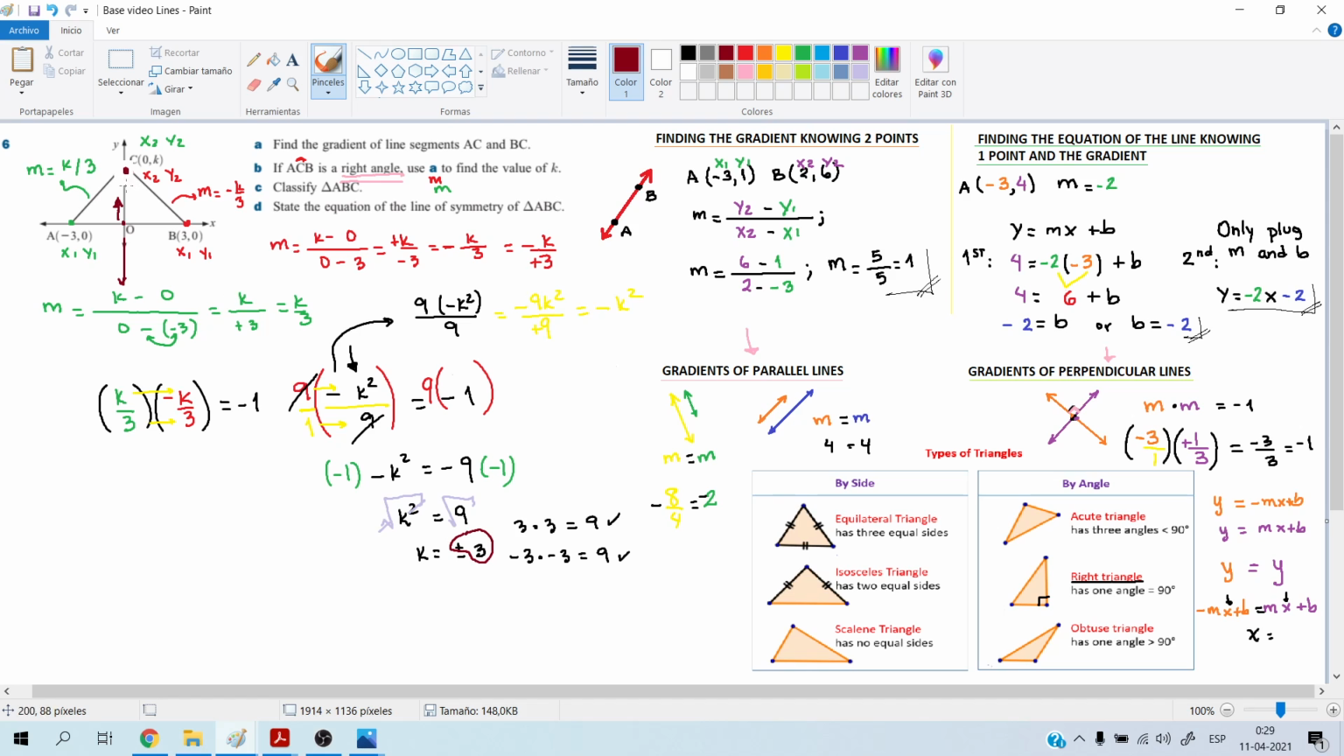Only because of the sketch. You look at the sketch and you say, okay, my lines are on top, above the x-axis. All the y's that I have are positive there. So I take the positive 3.